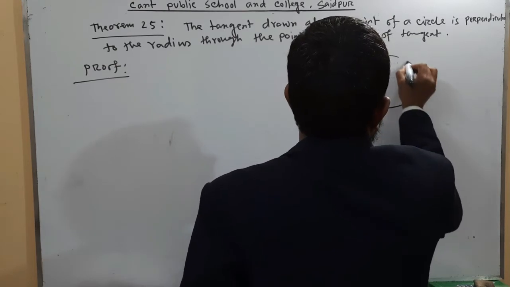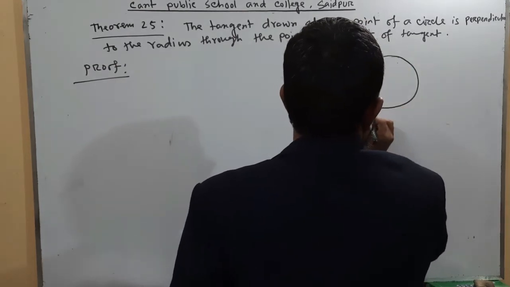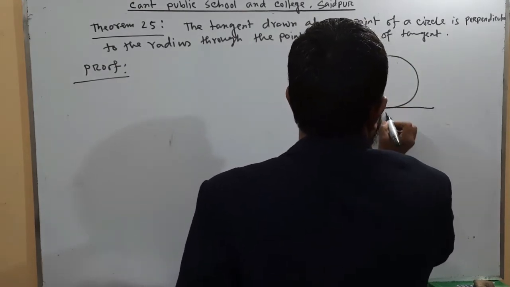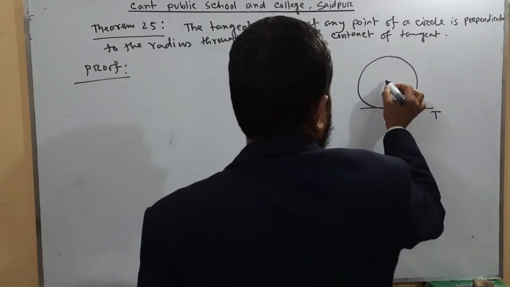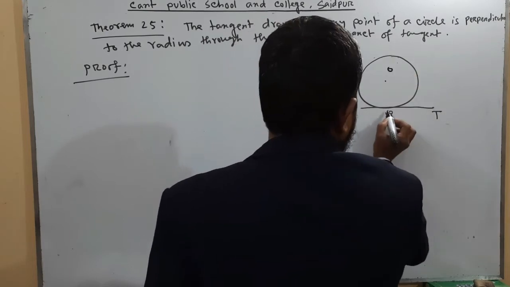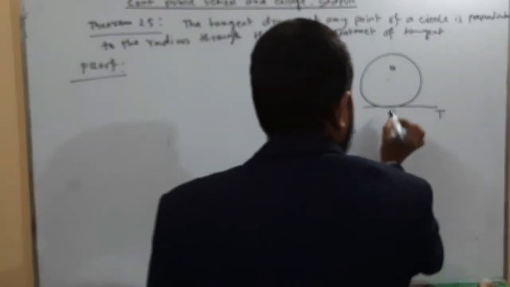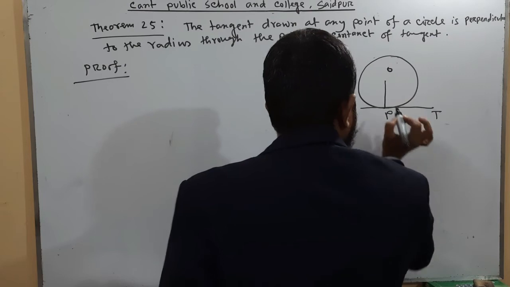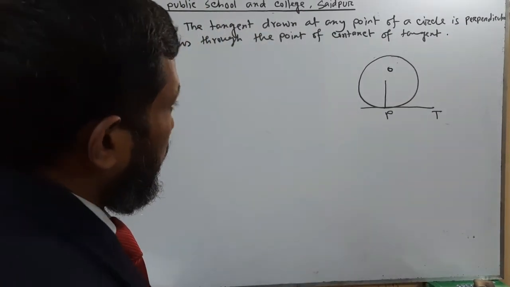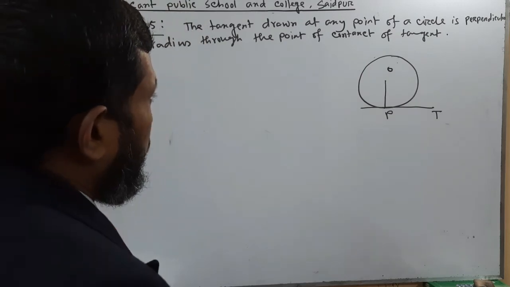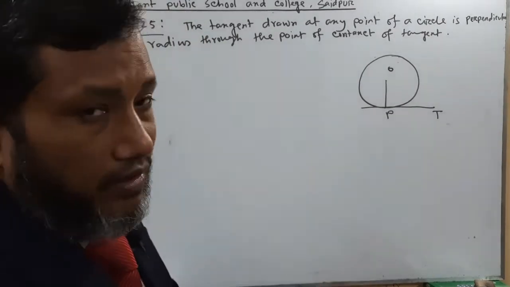Suppose here this is the circle and PT is the tangent of the circle with center O, and P is the point of contact. OP is the radius through the point of contact. It is required to prove that OP is perpendicular to PT.